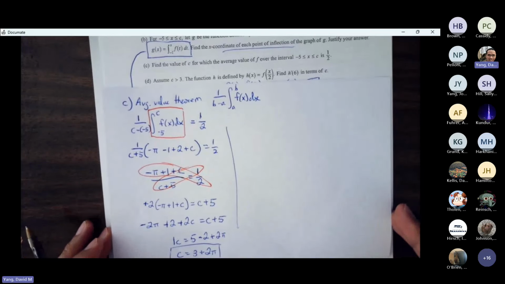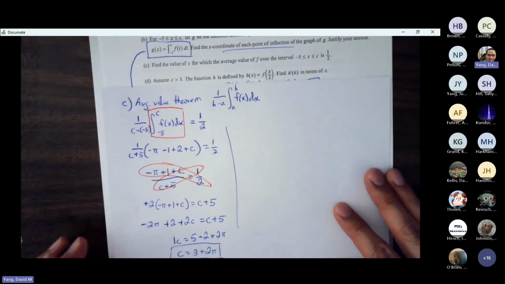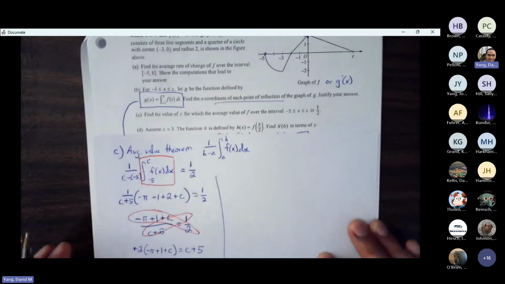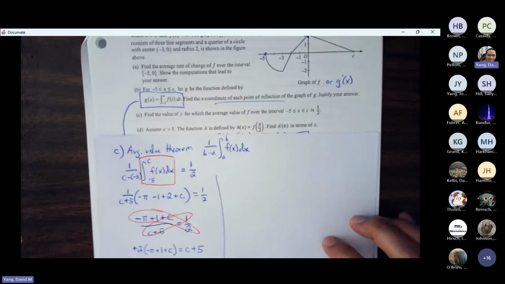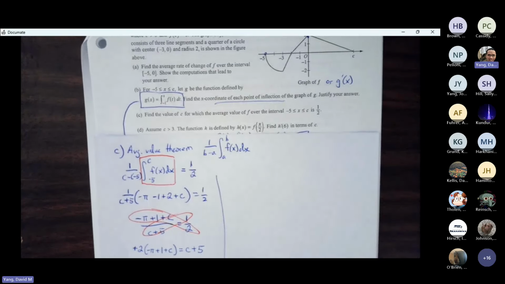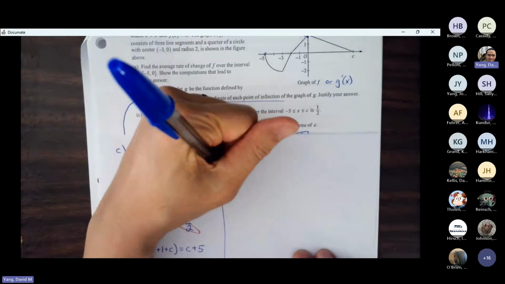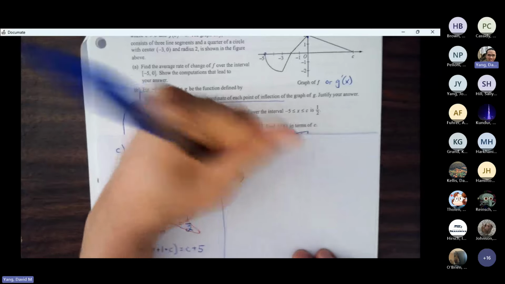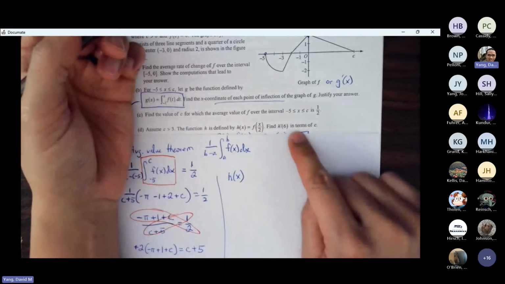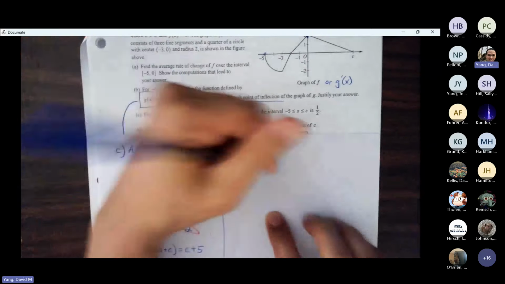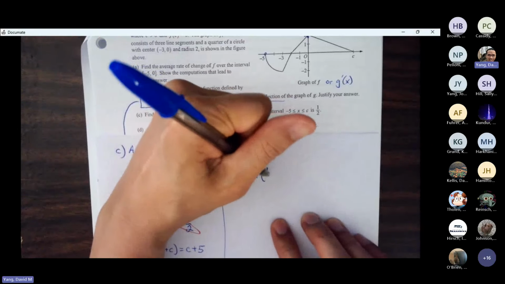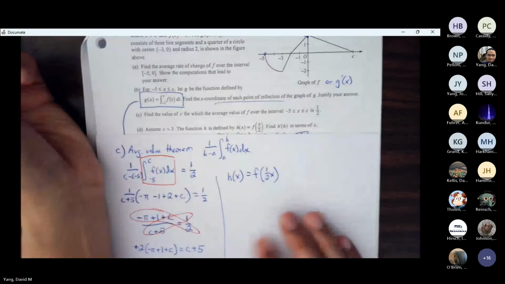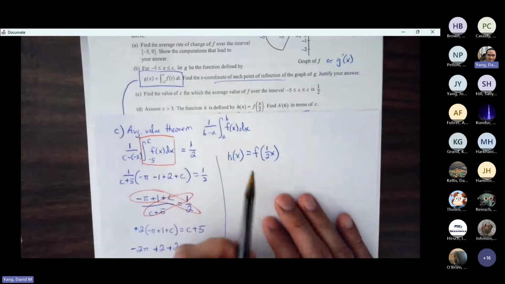Part D, assume that C is greater than 3. The function h is defined, h of x equals f of x over 2. Find h prime of 6 in terms of C. So, all right, we know that we have to get to h prime of 6, so we have to build our derivative. I'm going to say h of x is f of x over 2. I'm going to think of that as 1/2 x, right, just to get myself ready for chain rule there.